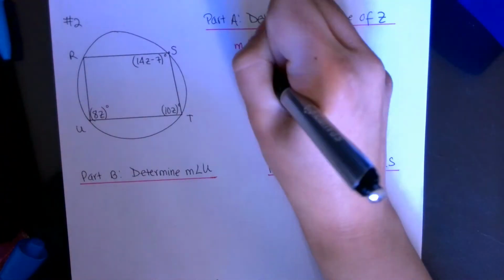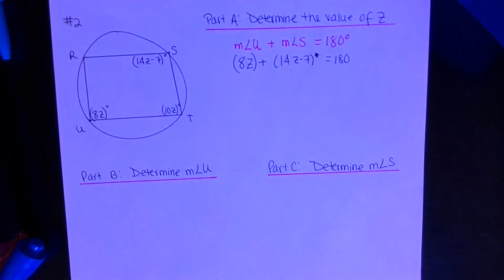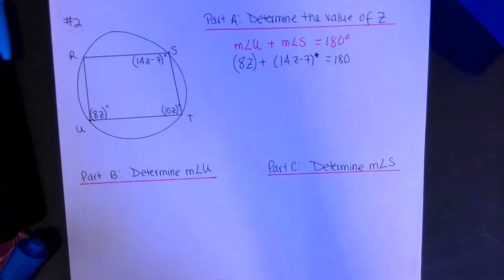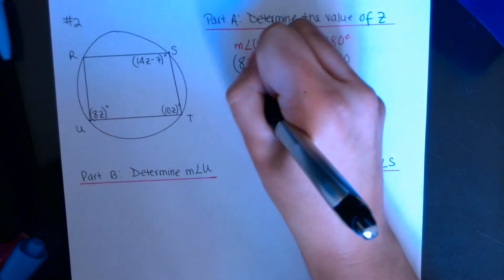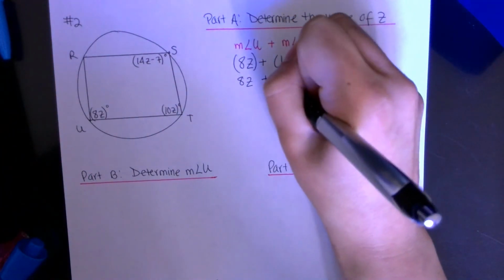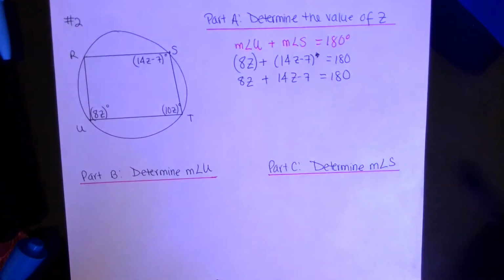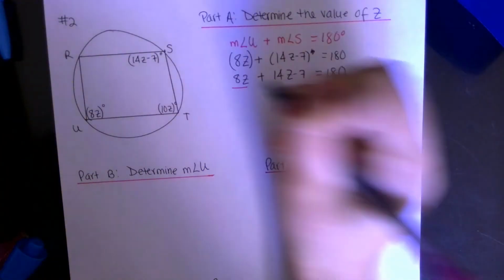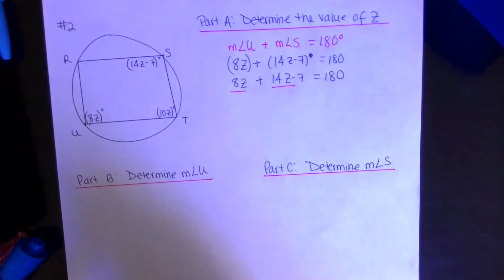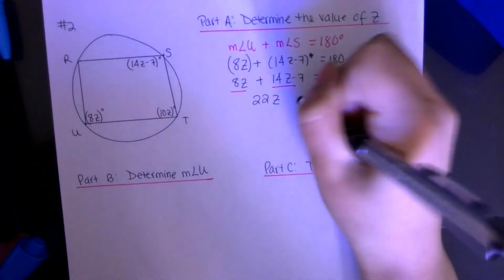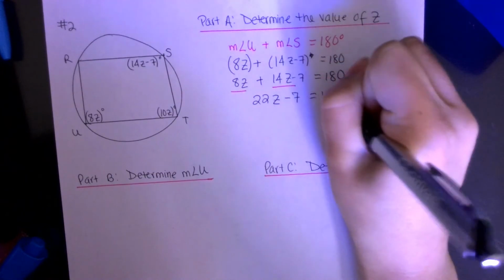Constant degrees, so they're in parentheses. Because there's nothing in front of it, just a 1, that means I'm distributing just a 1. So I'm just going to leave it as 8z. Let's undo the parentheses. And now we're going to combine like terms. So I have 8z plus 14z. That gives me 22z minus 7 equals 180.